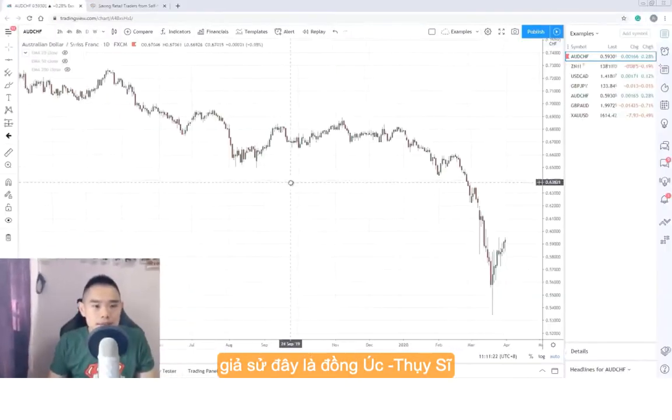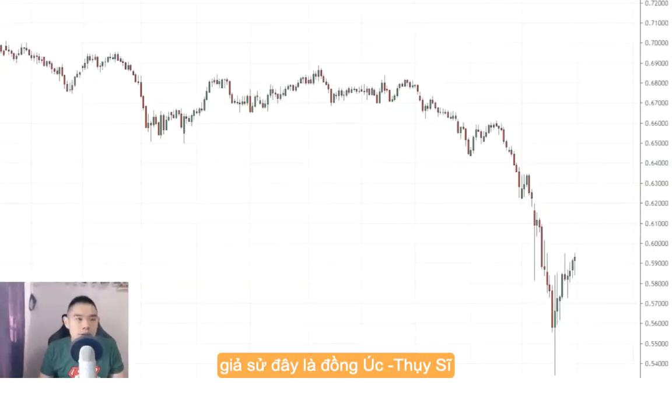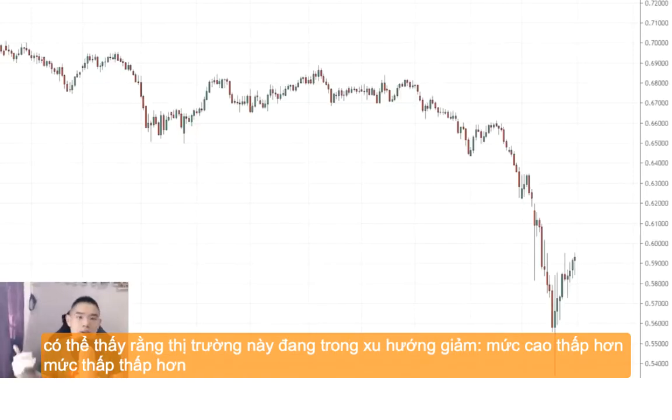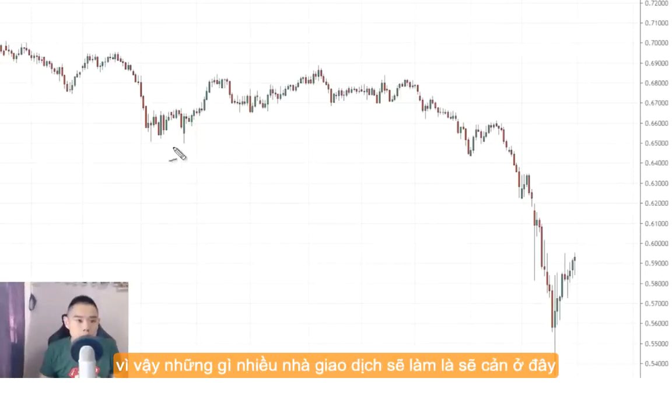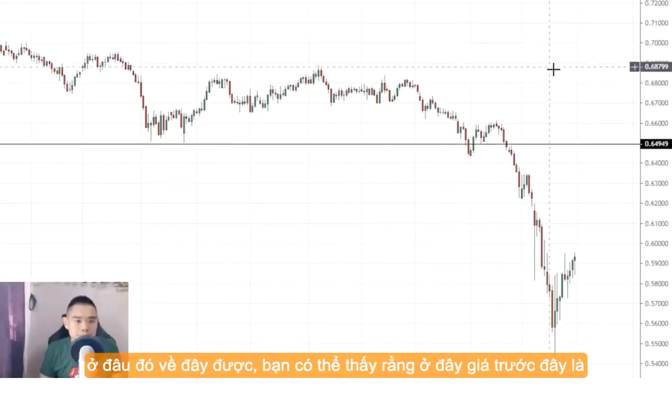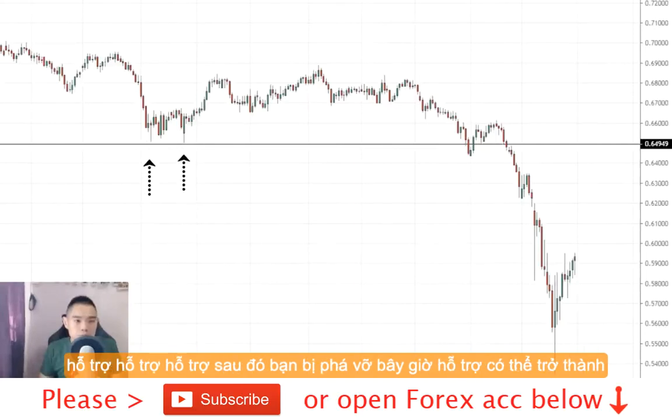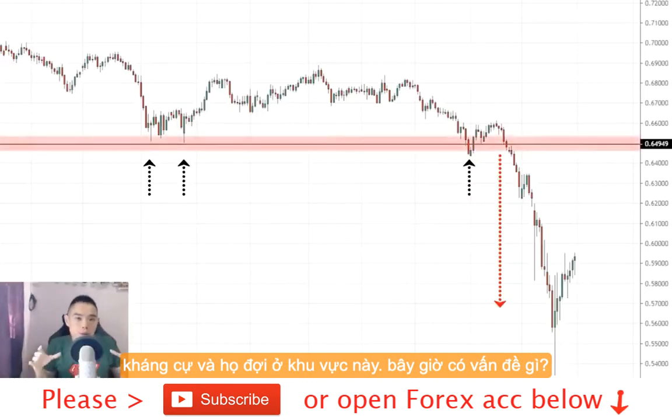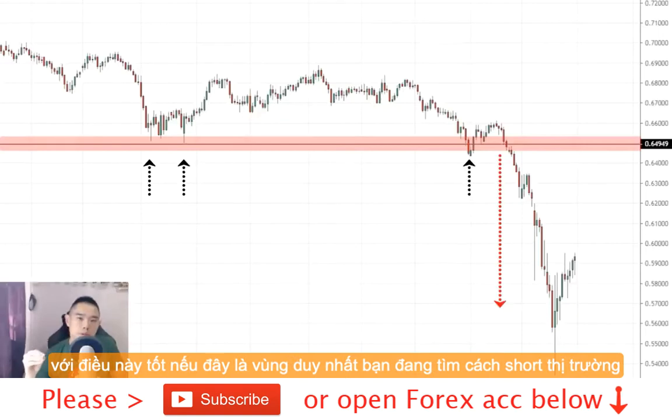So let's say this is a chart of Aussie against the Swiss franc, and you can see that this market is in a downtrend. Lower highs, lower lows. So what many traders will do is they will plot their level somewhere about here. You can see that over here, price previously was support, then it broke down. Now support is likely to become resistance, and they wait at this area. Now what's the problem with this?